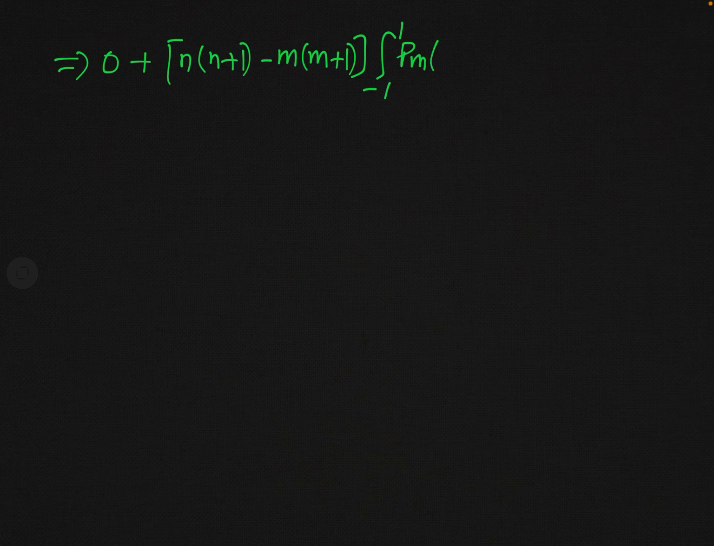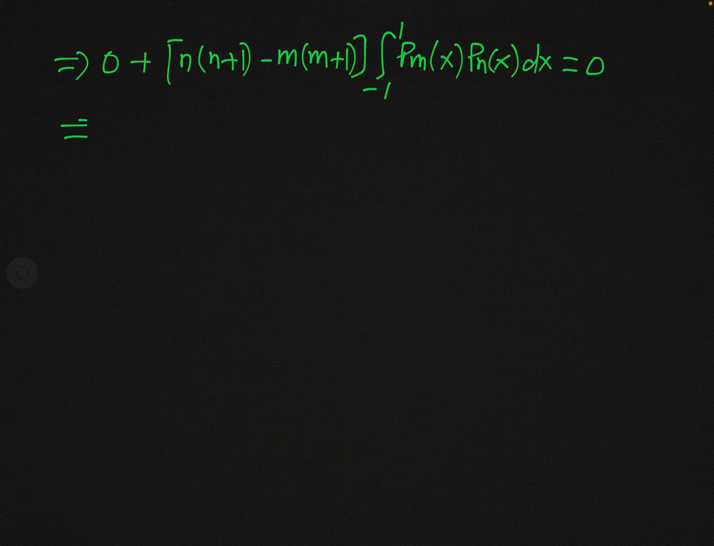So now you can write that this result is 0 plus n into n plus 1, and minus m into m plus 1, integral from minus 1 to plus 1 Pm of x times Pn of x dx, and this is equal to 0.